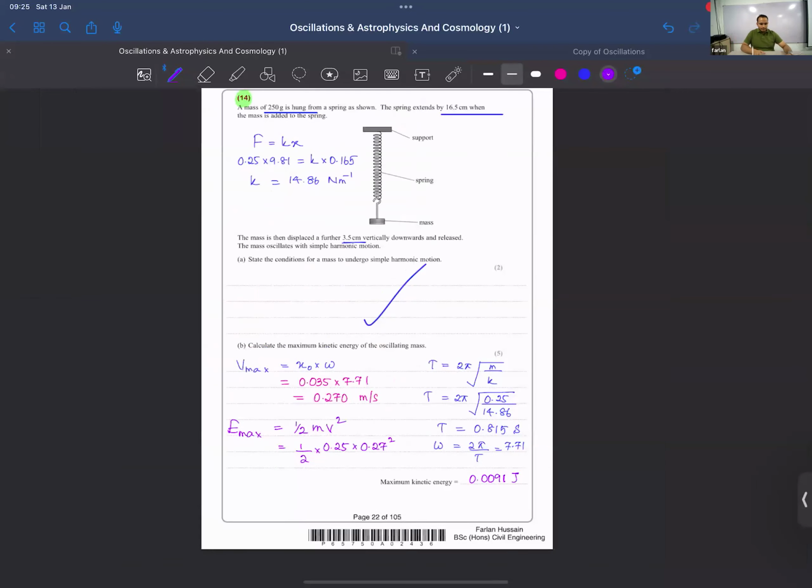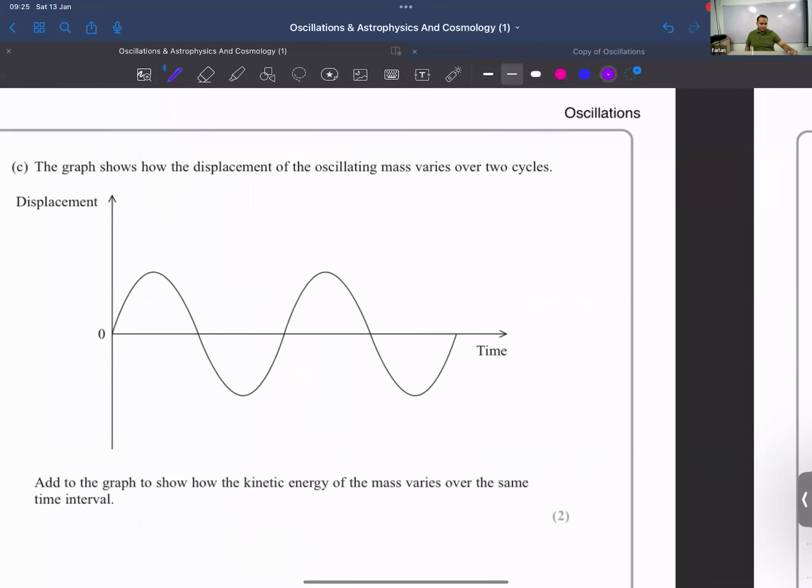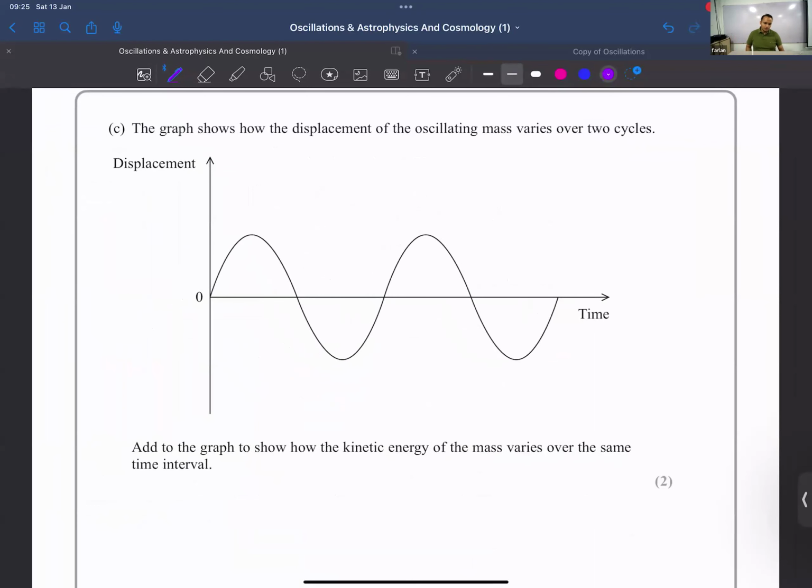Right. Part C, the graph shows how the displacement of the oscillating mass varies over 2 cycles. Add to the graph to show how the kinetic energy of the mass varies over the same time interval. How the kinetic energy varies. That's easy. We know the kinetic energy is maximum where? At the equilibrium point? Yes. When the displacement is 0, kinetic energy is maximum. And when the displacement is maximum, kinetic energy is 0.